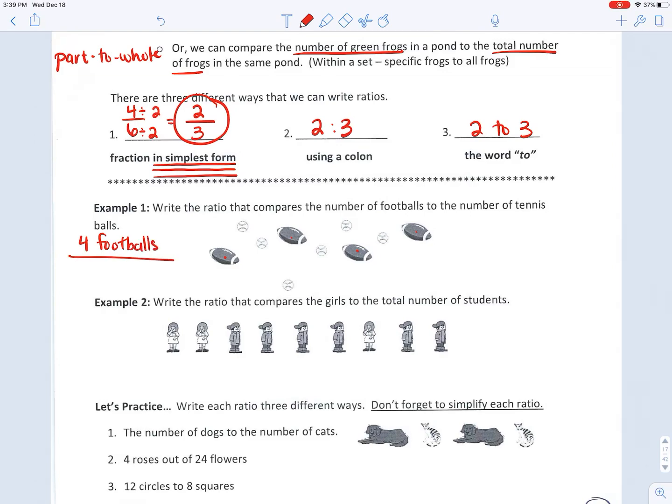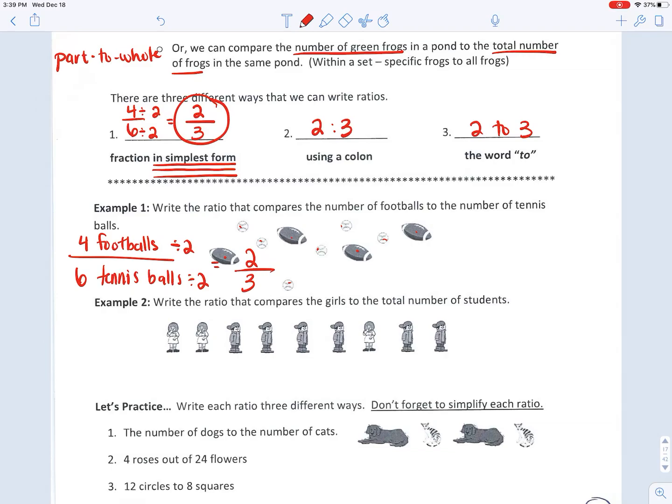And I'm going to write this as a fraction. How many tennis balls? 1, 2, 3, 4, 5, 6. So 6 tennis balls. Now let's simplify this. We actually already did this right above. So we know to divide the numerator and the denominator by 2. So now we get the ratio of 2 to 3.